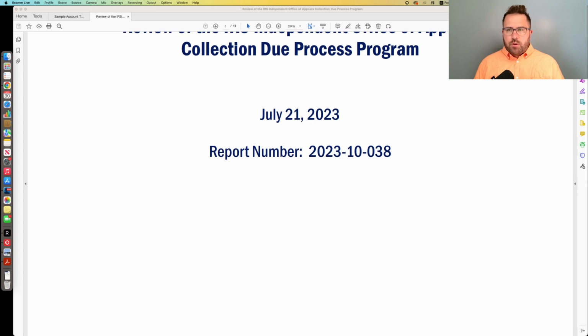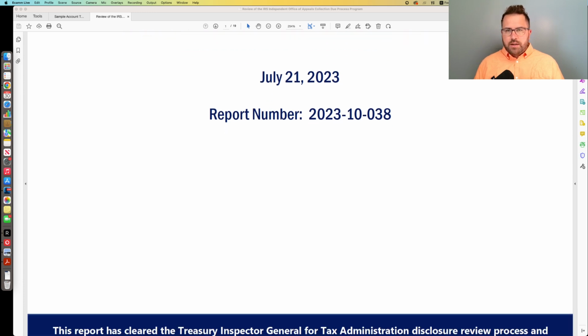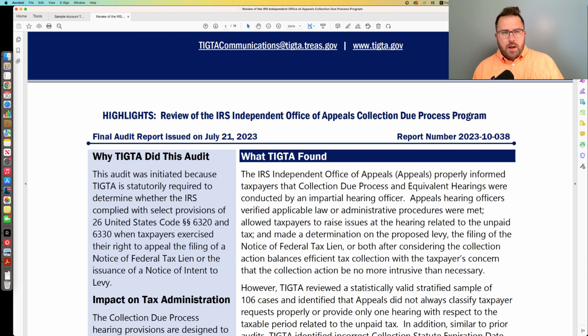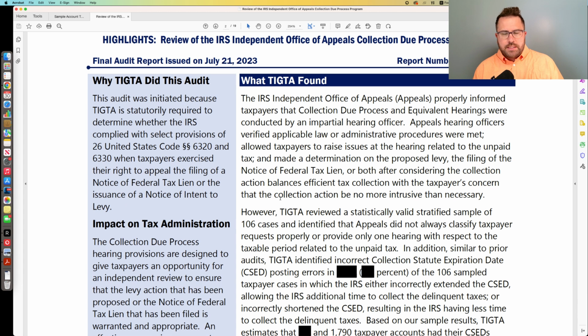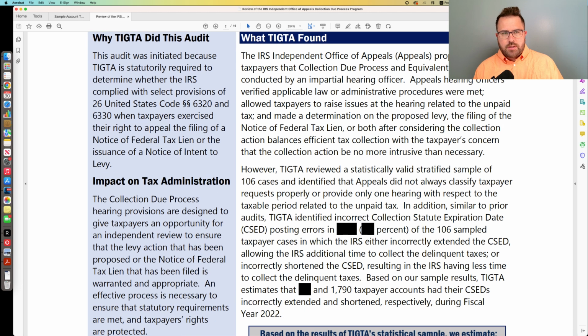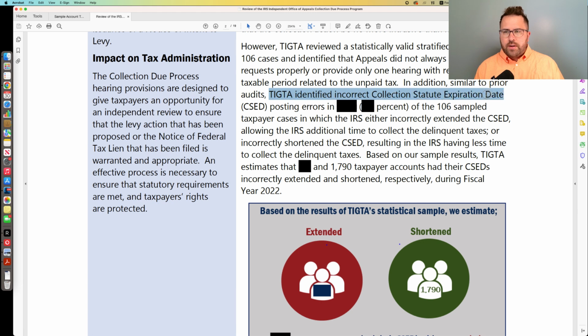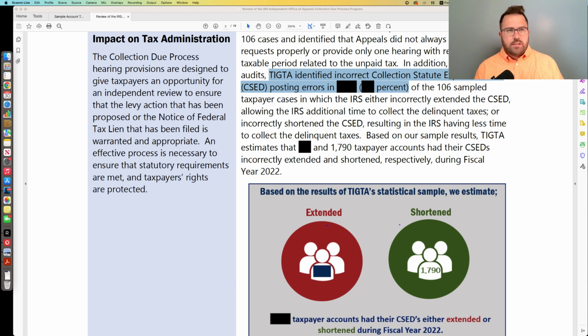So this is a TIGTA report that came out not too long ago. It's not in the past year or anything, but it's not too old. And check out what TIGTA, which is the Treasury Inspector General for Tax Administration, found. Check out this paragraph. TIGTA reviewed a statistically valid stratified sample of 106 cases, and they identified incorrect CSED posting errors, right? In a certain percent. Why is it redacted? Anyway, it's redacted now. I looked at this report when it came out.